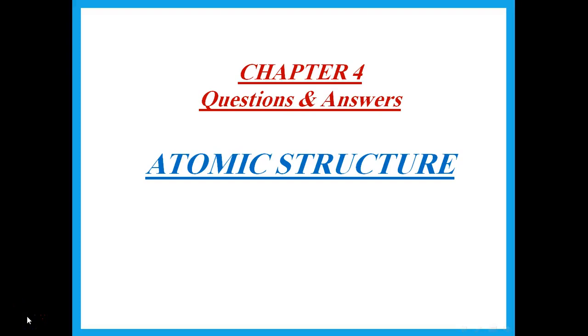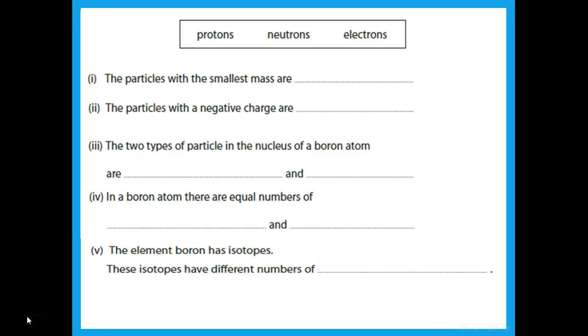This is the questions and answers in Chapter 4, Atomic Structure. So let's take a look at the answers to your chapterized questions. The first question says the particles with the smallest mass are which one? Smallest mass, that is electrons. The particles with a negative charge, which of these have a negative charge? Of course, also the electrons.